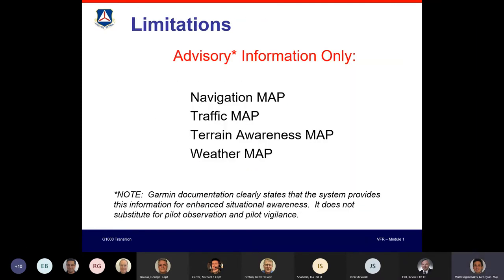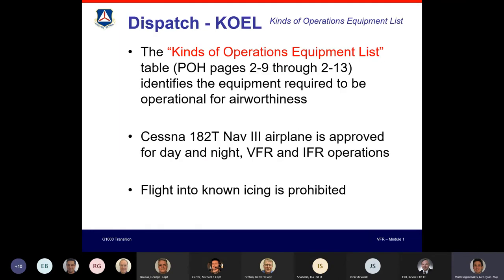Let me show you the vacuum gauge. Weather, terrain, traffic, navigation. These are all advisory. Navigation, of course, we do have the navigation database, so you can fly IFR. What this means is like the airspace. It's advisory only. And then the POH has the kinds of operation equipment list. So if you're wondering, hey, this thing is broken, can I still fly? Well, that list will tell you.